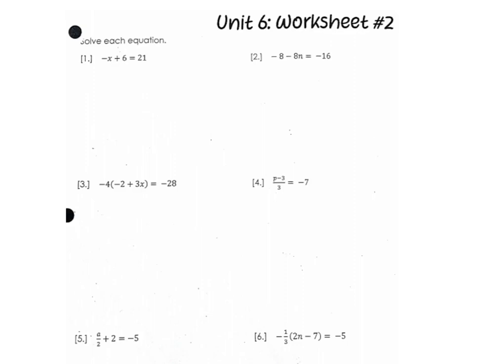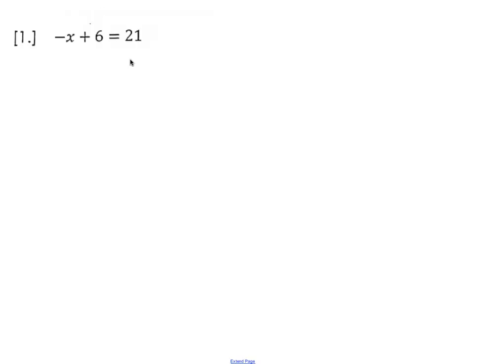This is Unit 6, Worksheet 2. Let's see what we got here. We're going to do the first one. Negative x plus 6 equals 21. How do I solve this equation? What do I do first?